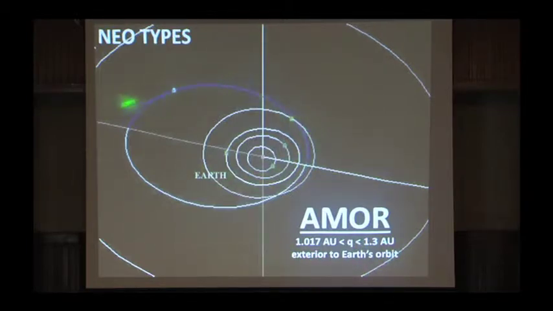So here I show you one of the orbits here. The Earth's orbit is right here, the third planet out. And so you can see that this Amor asteroid is always outside of the Earth from the Sun.